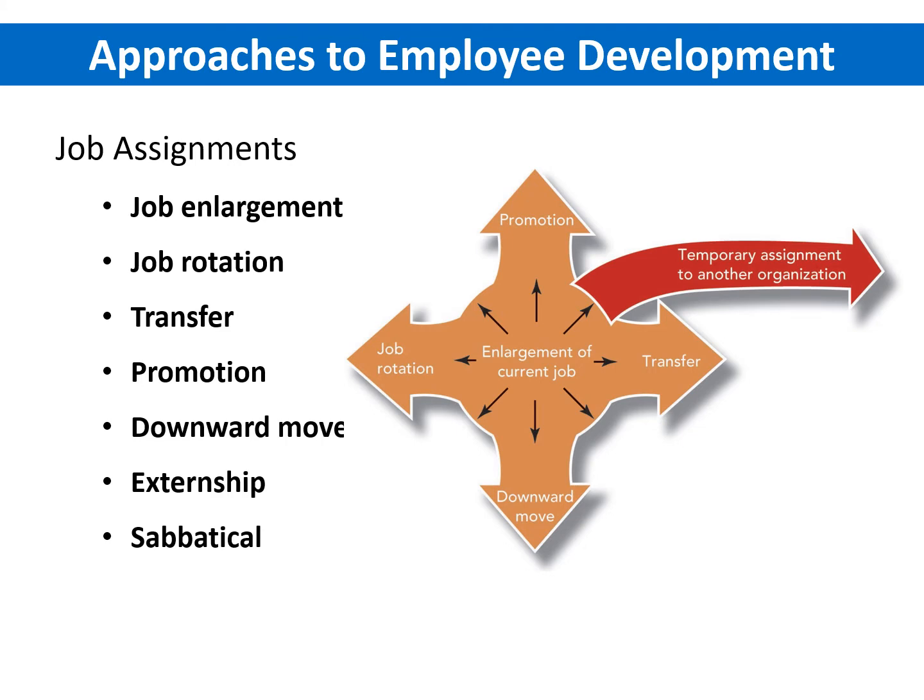Now there's 7 different types of job assignments that we're going to walk through here, and we've talked about the first 2 a little bit in earlier units, but we're going to come back to them. All right, the first one is job enlargement, and with job enlargement what we do is we expand the tasks that an employee is involved in their job. We add responsibilities.